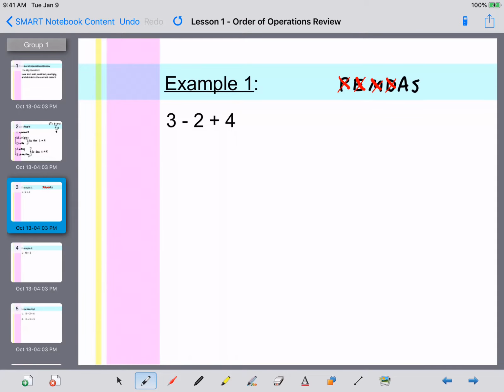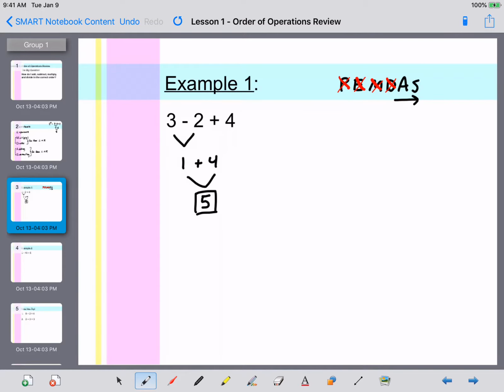Now here's what I was mentioning earlier. Even though we have 3 minus 2 plus 4, you don't have to do the 2 plus 4 first. Adding and subtracting just go in order from left to right. So we're just going to do this from left to right because it only contains addition and subtraction. So first, 3 minus 2 is 1. Then we add 4. And then we get our result of 5. So for example 1, our answer is 5.